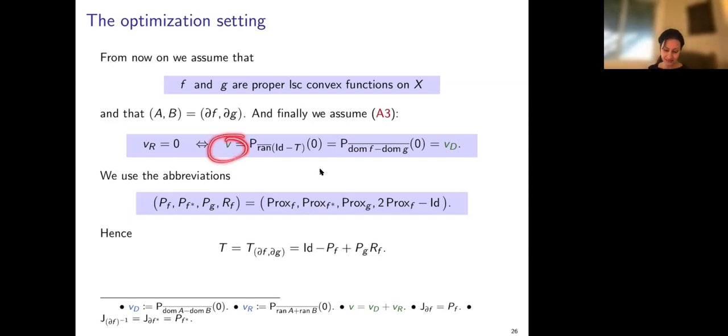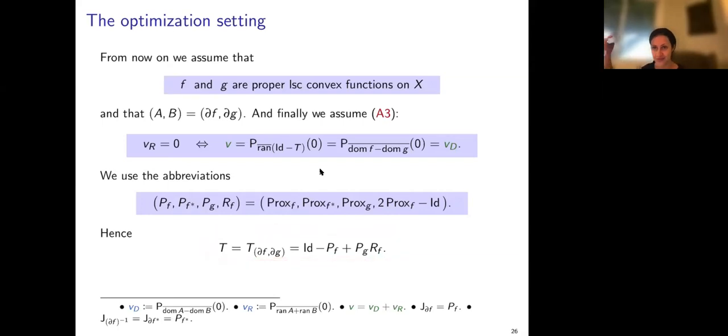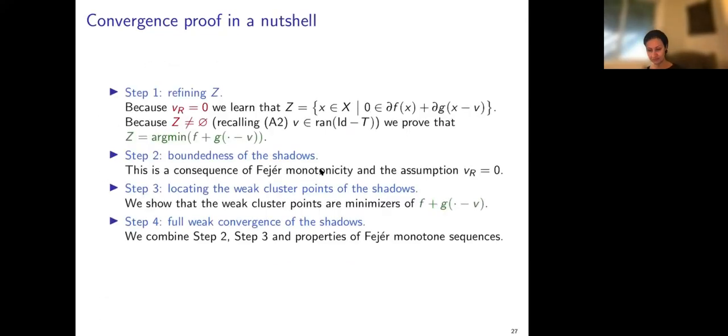So because VR is 0 and V is the sum of these two vectors, we end up with V actually being VD. And I'm going to make an abbreviation for the sake of readability. So instead of saying prox F star, I'll just write PF star for the proxes and the reflected prox. And that would be the DR operator when we drop from general resolvents to prox operators. And we have convergence in 4 steps on a slide.